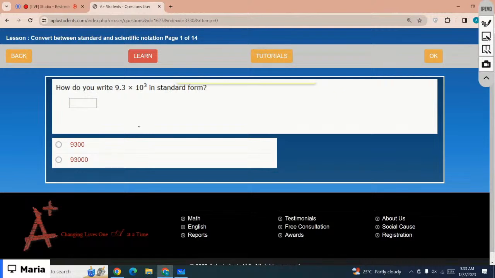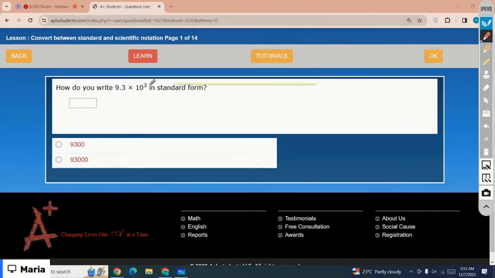Okay, 9.3 times 10 exponent 3. Look at the exponent. The exponent is 3, right? That means you need to move the decimal point 3 places. You only have one, so complete 3 places: 1, 2, 3. Now you can move the decimal point from here to here. So it is 9300. Got it? If you don't have more decimal places, add 0 and complete the decimal places. That is 9300, right? The correct option is option number 1, that is 9300. Got it?